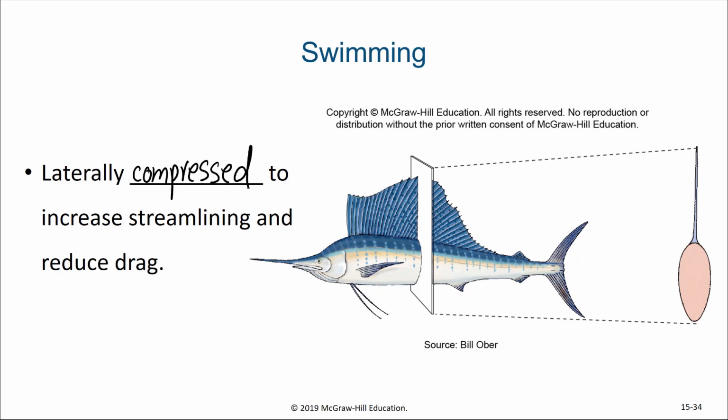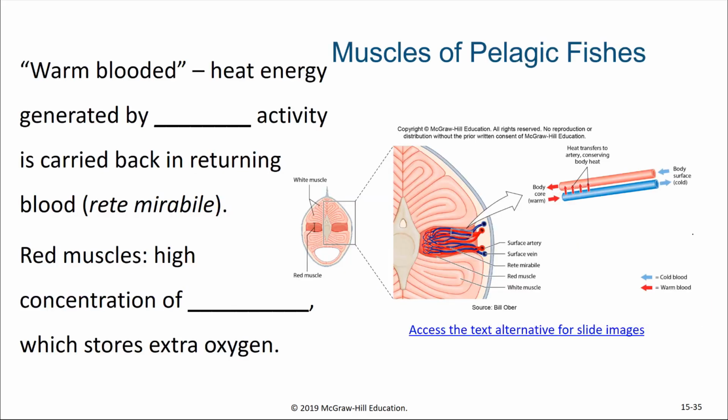To increase streamlining, reduce drag, and to apply more force with their swimming. Some of these fish are actually warm-blooded because the heat energy generated by muscle activity is carried back into the returning blood, and their body temperature is a few degrees warmer than their surroundings. Now they are still poikilotherms, not homeotherms, but they are warmer than their surroundings.